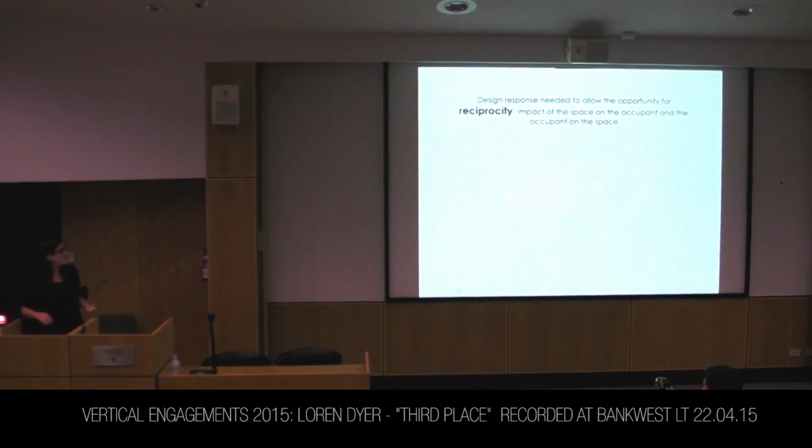So what this led me to was that the design response needed to allow the opportunity for reciprocity. It needed to allow equivalence between the impact of the space on the occupant and the impact of the occupant on the space. So my translation had to start in the material world. It had to be a real physical thing to allow for this negotiation to happen. But it had to appear as if it was acting on its own. It had to be an independent sort of element to maintain its own role in the negotiation.